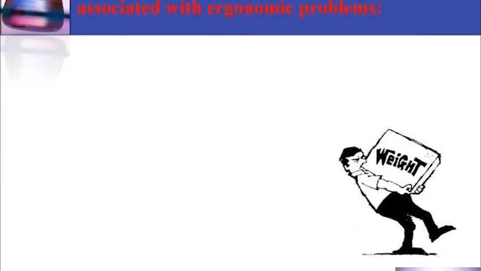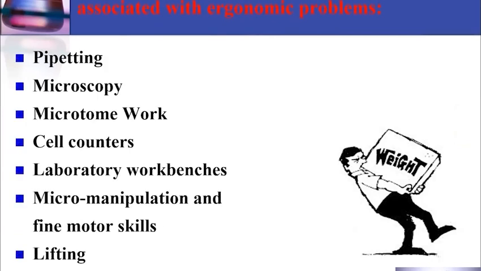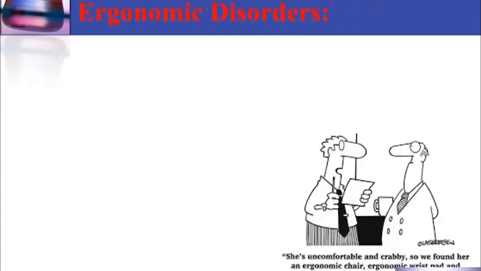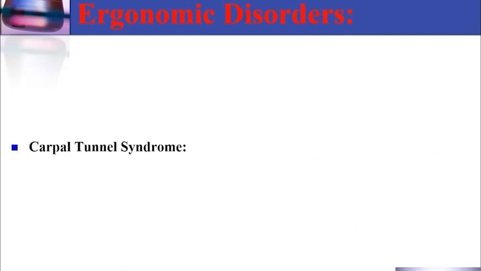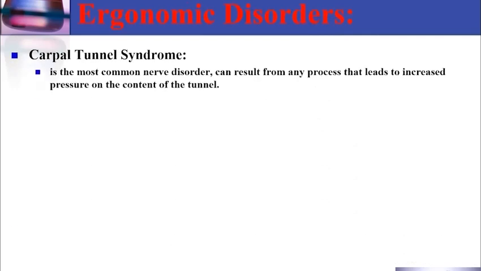What are the common laboratory procedures associated with ergonomic problems? Pipetting, looking through the microscope, microtome work, cell counter, laboratory workbenches, micromanipulation and fine motor skills, lifting and typing. What are the most common ergonomic disorders? There is carpal tunnel syndrome, tendonitis, trigger finger, and back injuries. Then we're going to talk about each one of them and how you can maybe prevent them.